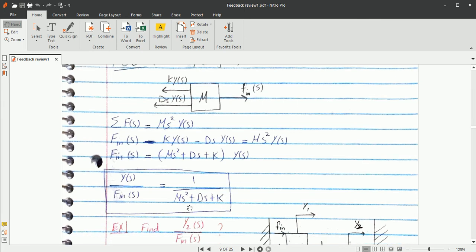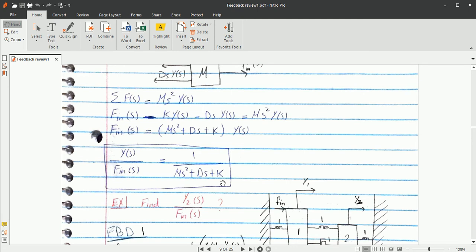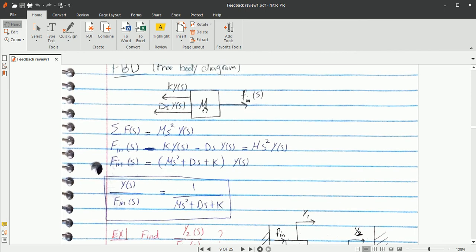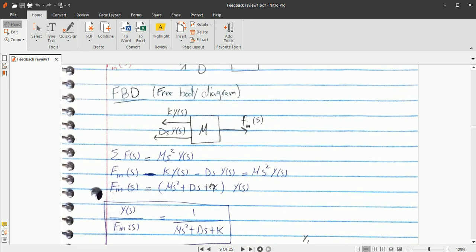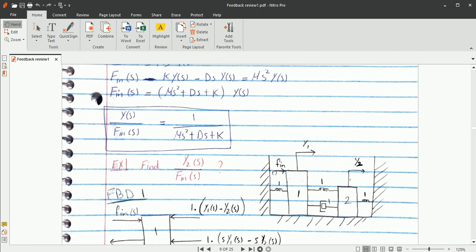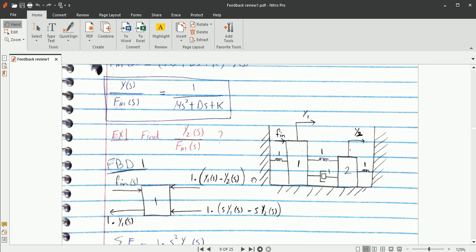Is it clear? It's very simple. Take this here and take this here, so this is 1 over m s square plus d s plus k. So here we have just applied Newton's law. There is another very simple way of solving such questions: if you have this mass, just sum all, like m s square plus d s plus k equal to force. Just do this. I will tell this ahead, so first we will go step by step.